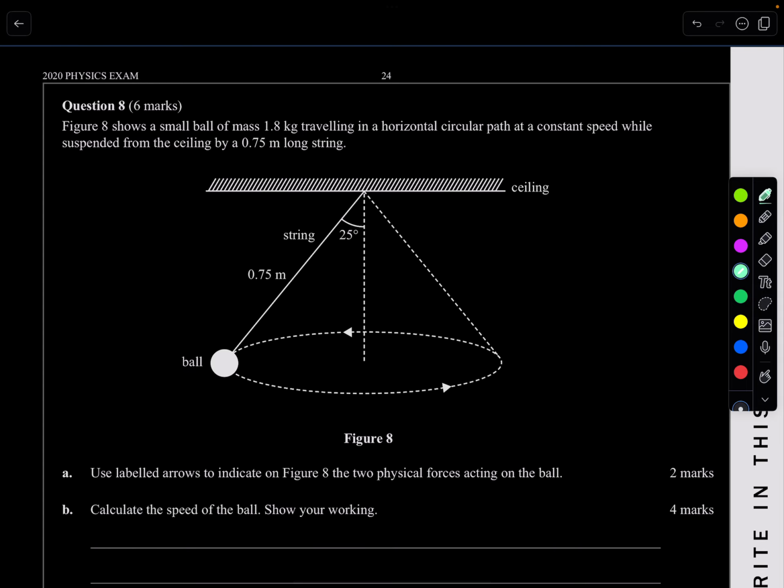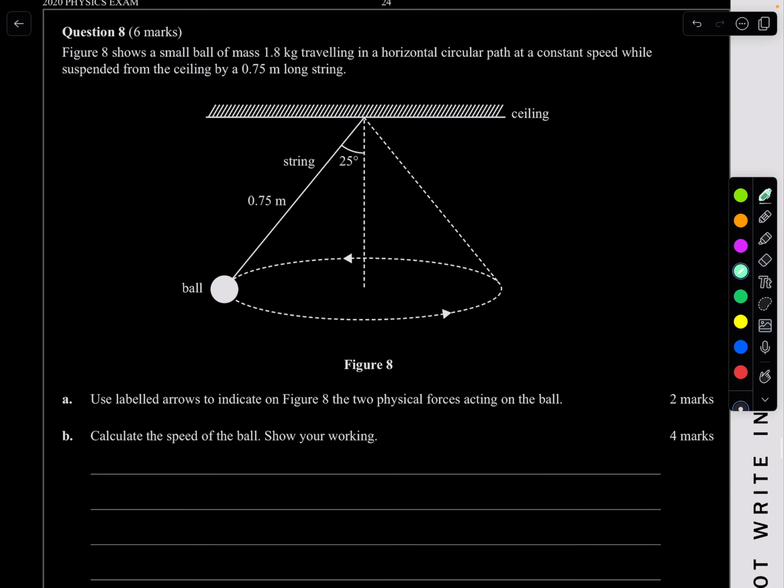Figure 8 shows a small ball of mass 1.8 kilograms traveling in a horizontal circular path at a constant speed while it is suspended from a ceiling by a 0.75 meter long string. Alright, a nice question. Use labeled arrows to indicate in figure 8 the two physical forces acting on the ball. Okay, of course there are two physical forces. The force of gravity that's acting on this ball from the center of the mass. And of course there is going to be a tension force from the string. It's going to be acting here.